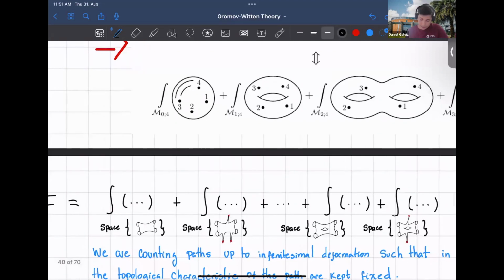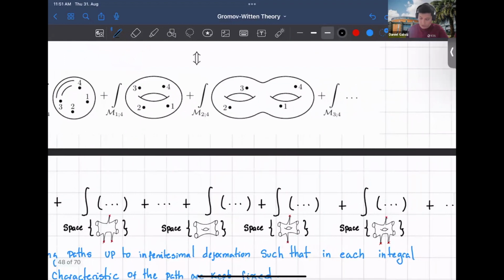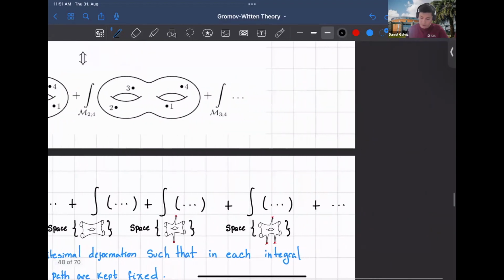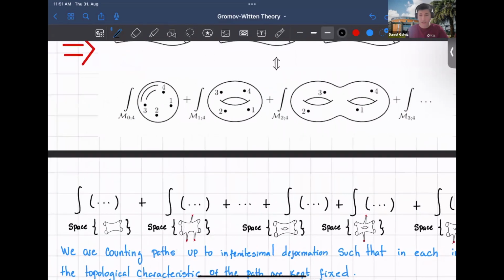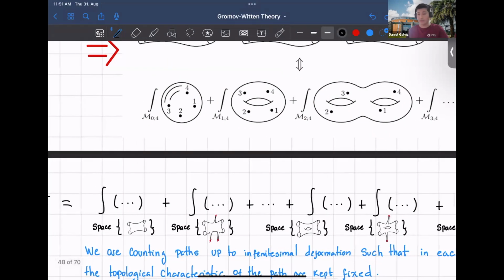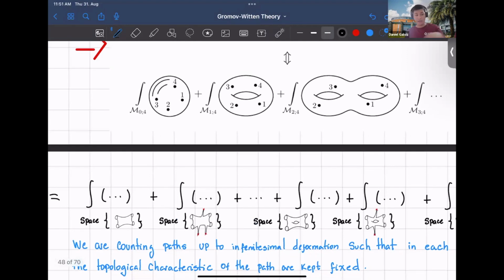Then the next term will be genus 0 with one marking point. It's a singularity. Remember, it's a singularity that goes to infinity, but then we cut it, we do a surgery, and the extra term from this surgery will go here, but it's too small, so we don't care for now. And also remember, it's topology, so we don't care about the particular metric or the particular deformation as long as the topological characteristics stay fixed.